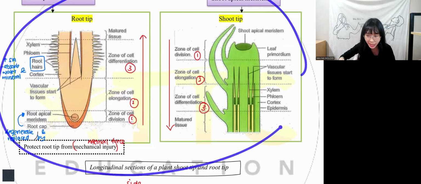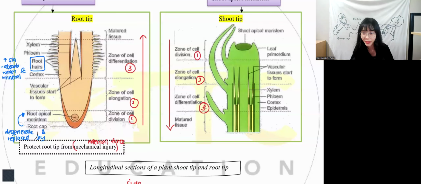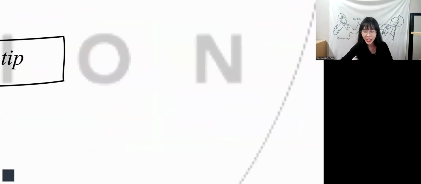Okay, everybody okay with this part? Anybody has a question to ask? Okay, no question. Let me ask you a question. Now we have 3 zones. Can you guys tell me the 3 zones in sequence? First, we have the zones in sequence. And number 1 is called zone of cell division.